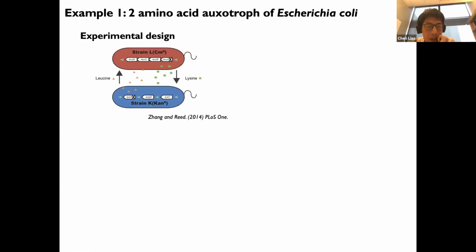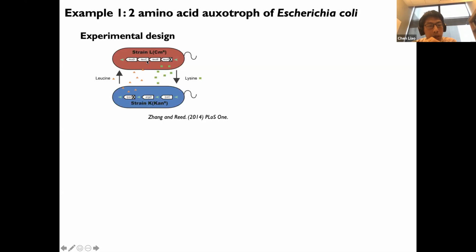I will give two examples to show the utility of the model, and how to combine the model and the experiment to quantify the exchange reactions and metabolic fluxes, and how to use them to parameterize the model to predict new experiments. The first example is a simple engineered community of two amino acid auxotrophs of E. coli. In the red strain, a single gene has been deleted in the leucine biosynthesis pathway, so it's a leucine auxotroph, and the blue cell type has a single gene deletion in the lysine biosynthesis pathway.